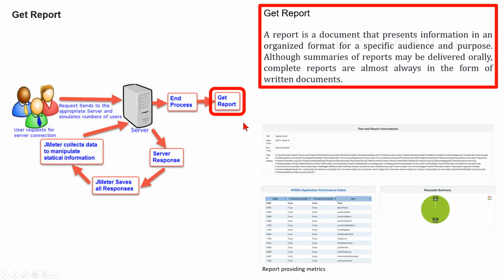As an example, we can consider this report providing metrics. This is generated through the dashboard generator. The dashboard generator is a modular extension of JMeter. Its default behavior is to read and process samples from CSV files to generate HTML files containing graph views. It can generate the report at the end of a load test or on demand.